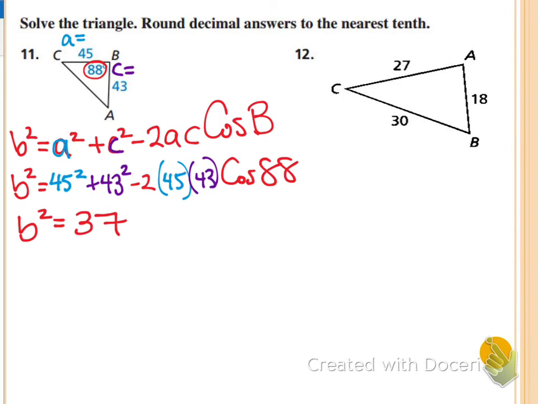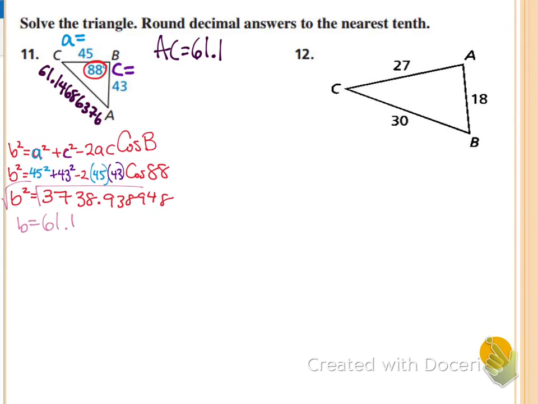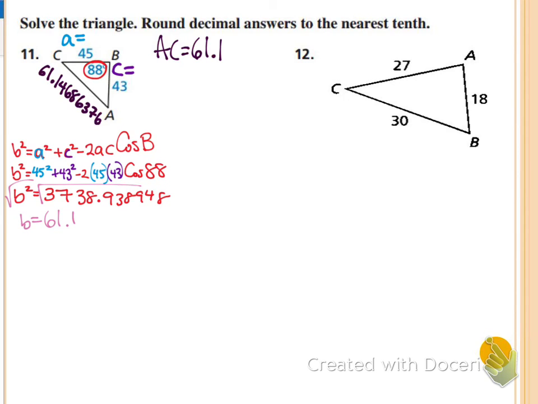What an ugly number. We get 3,738.938948. Take the square root of that on both sides. So you hit square root of previous answer. We get 61.1. Just going off of what we've been talking about, in your final answer box, you can round. This is AC equals 61.1. But when we go to use this later on, I would not round, so we get the exact answer. So in the middle of the problem, don't round, so we can have an exact answer.